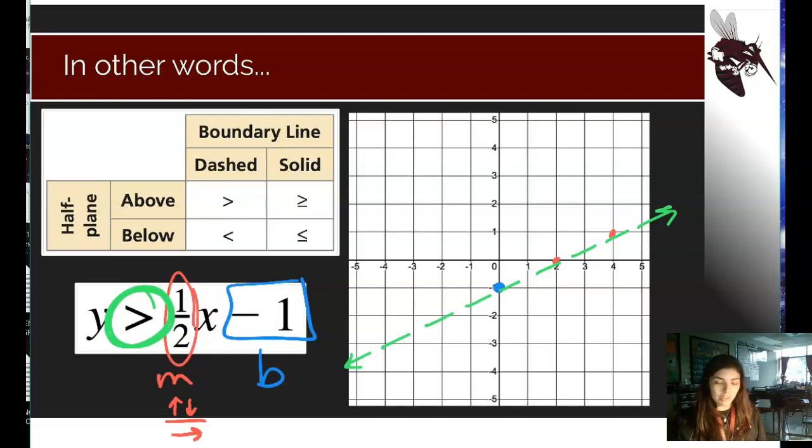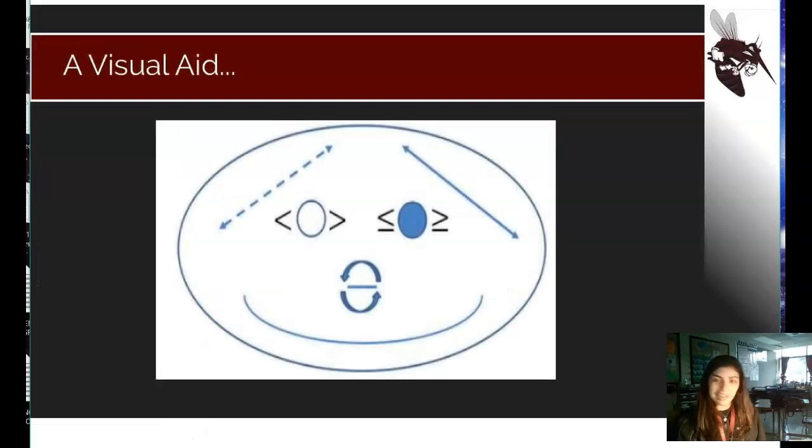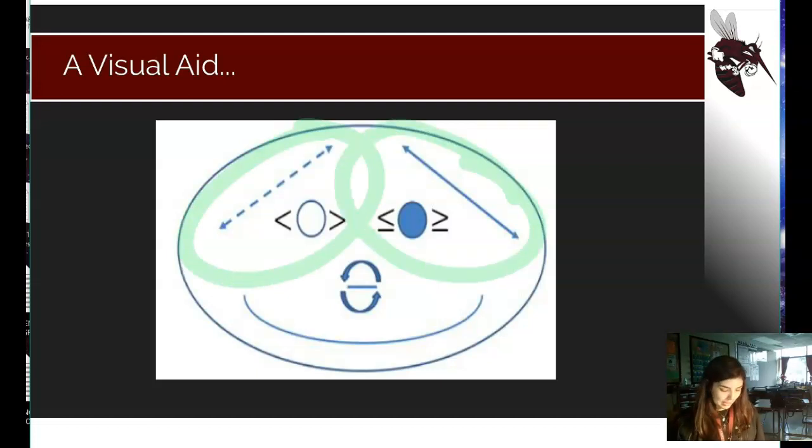Now this is greater. Greater sounds like something that's bigger. So I'm going to look at my y-intercept and I'm going to look up because that's greater, above. Anything on this side, I'm going to shade in, and that is part of my solution set. It's part of the half plane where my solution set exists. Again, the inequality man is there to help you. Remember the dashed and the solid, depending on the symbol. You're going to have to remember above or below.